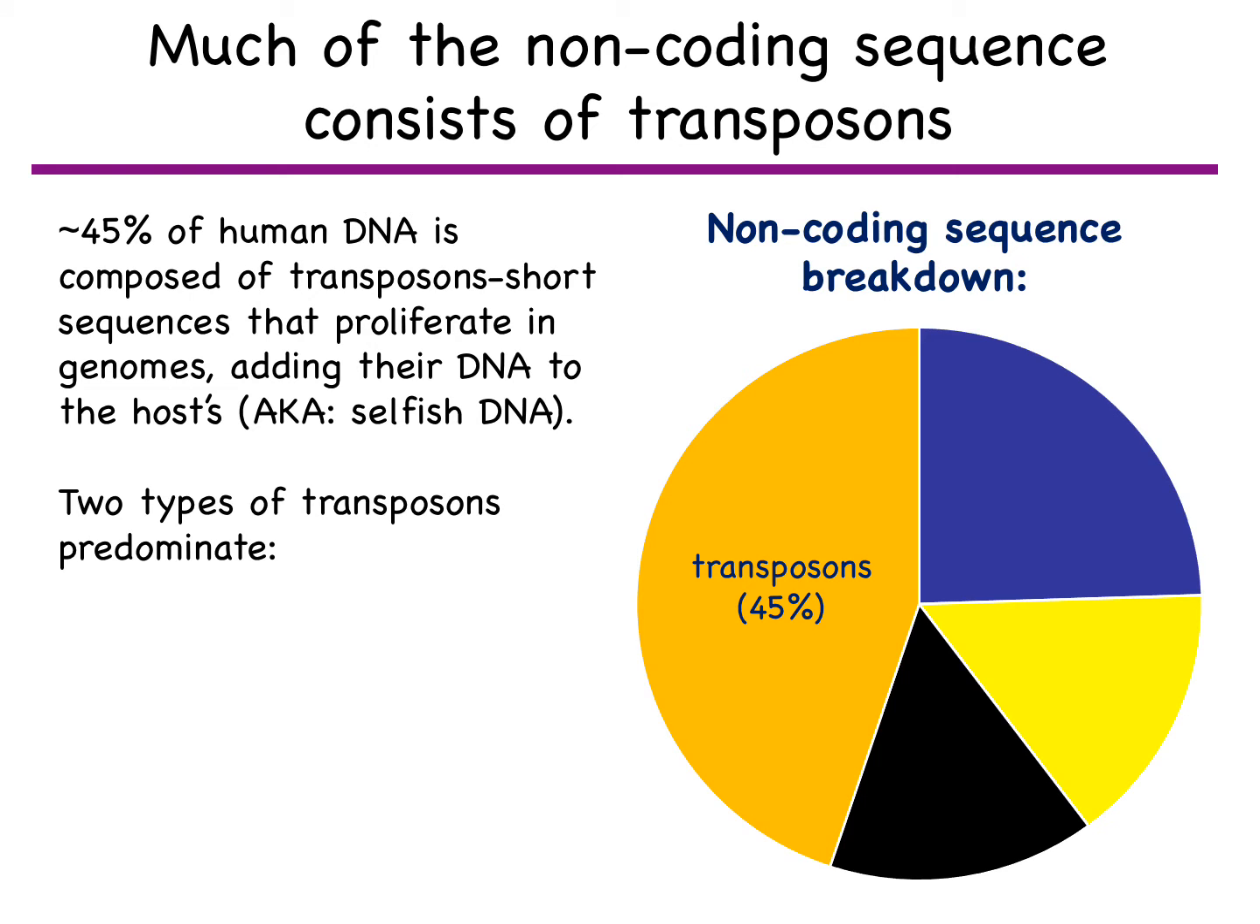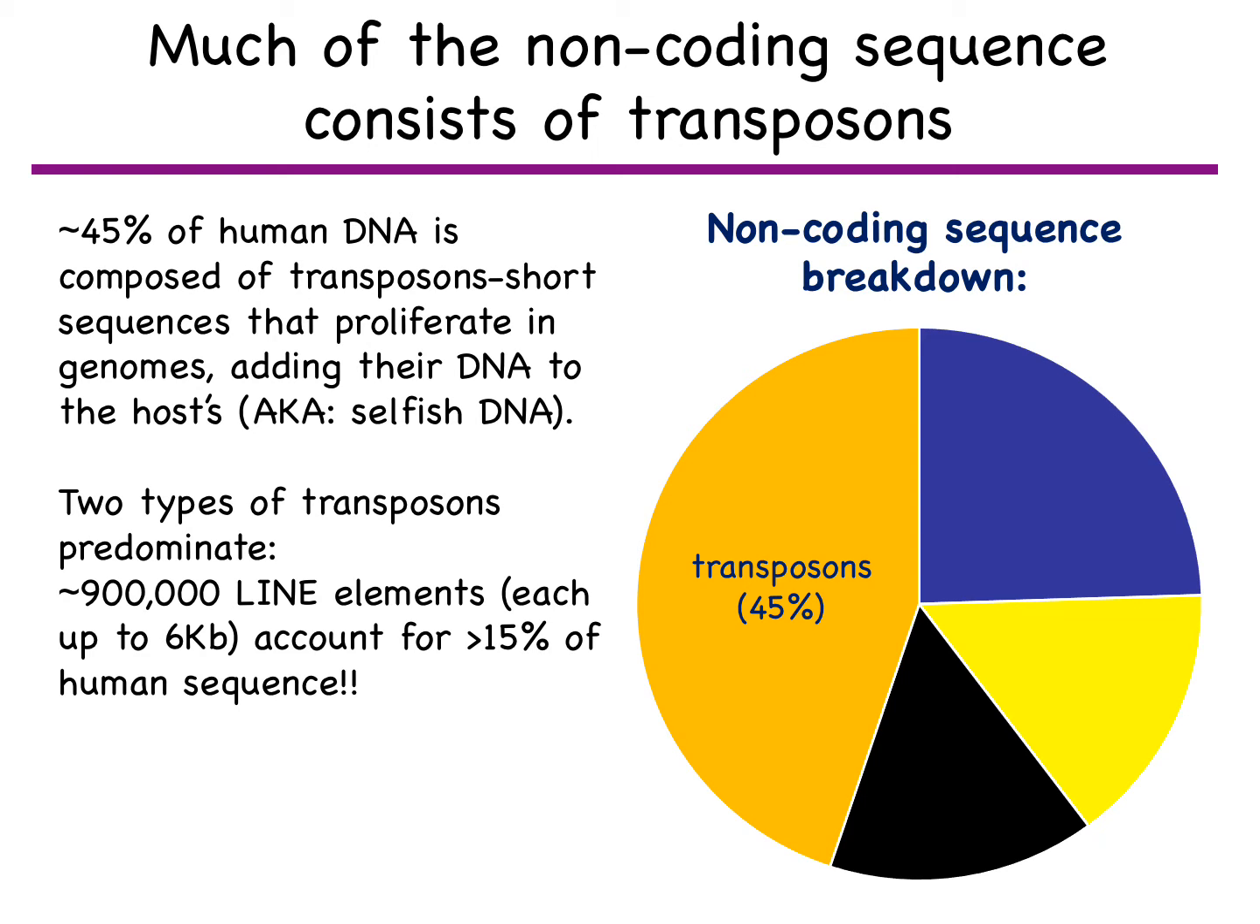And there's two types of transposons that predominate. One type is these LINE elements.